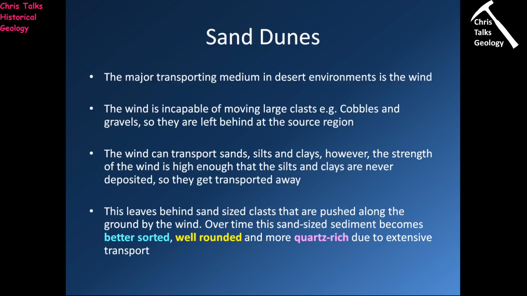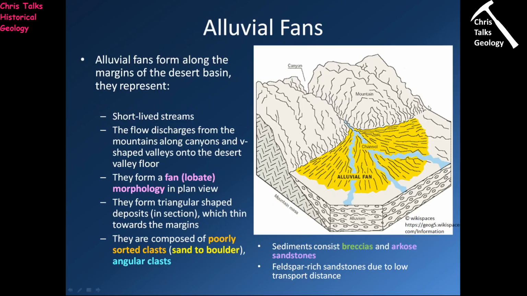So in a desert system, if we go back to our alluvial fan, as the wind hits this sediment here, well, it can't move the coarse stuff. So the boulders, the cobbles, the gravels, they get left behind. The only thing the wind can move is the finer material, your clays, your silts, and your sands. And so the wind will preferentially remove this finer material from alluvial fan deposits and put it onto the desert plain.